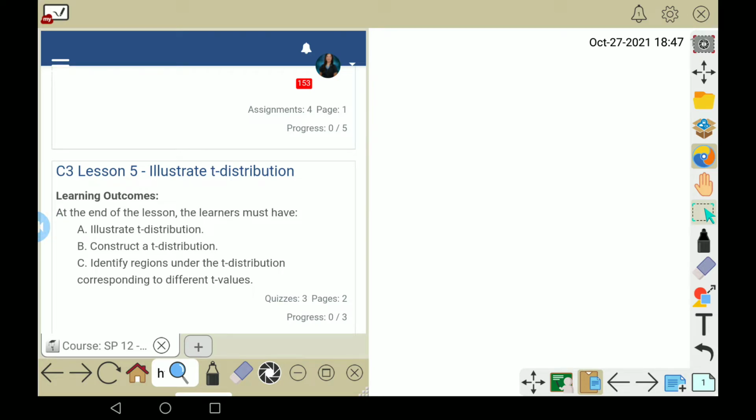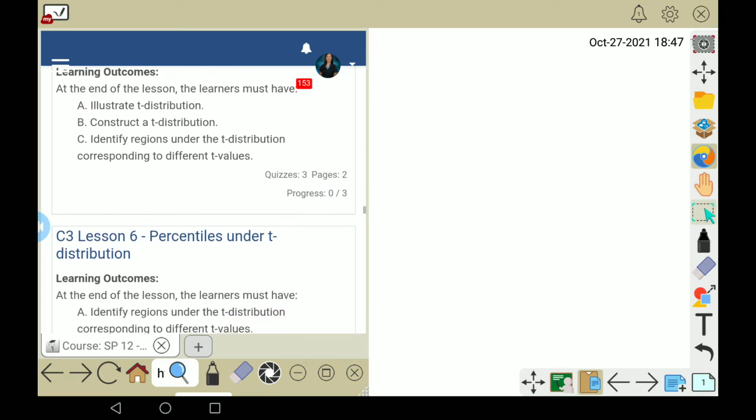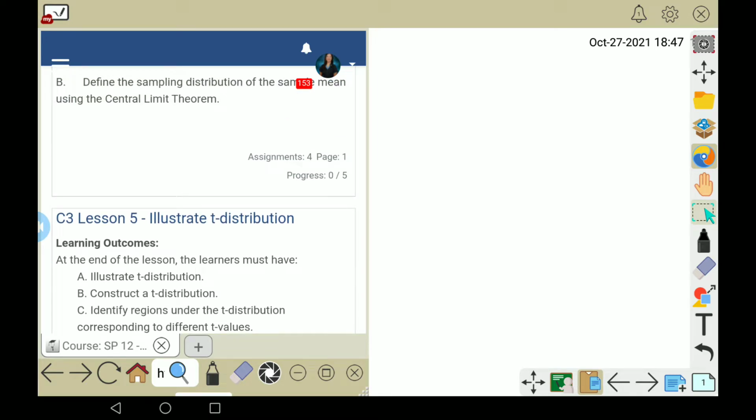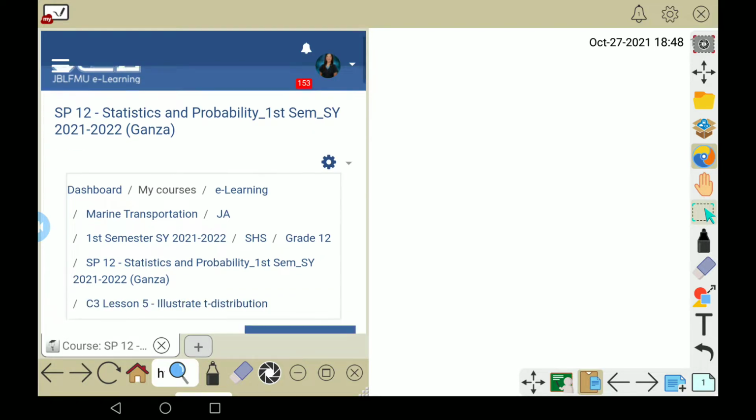Okay, good day everyone. Today we are going to discuss lesson 5 in chapter 3, which is illustrating the T distribution, and for lesson 6 we are talking about percentiles under the T distribution. So first, we are going to look at how to illustrate the T distribution.